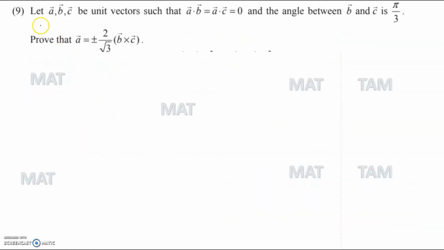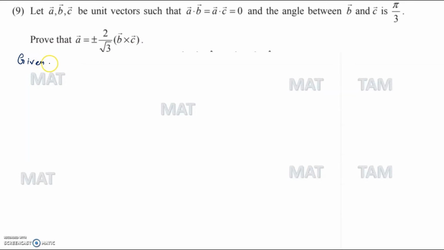Question number 9. Let vectors A, B, C be unit vectors such that A dot product with B is equal to A dot product with C is equal to 0, and the angle between vector B and C is given by pi by 3. Prove that vector A is equal to plus or minus 2 by square root 3 into B vector cross product with C vector.